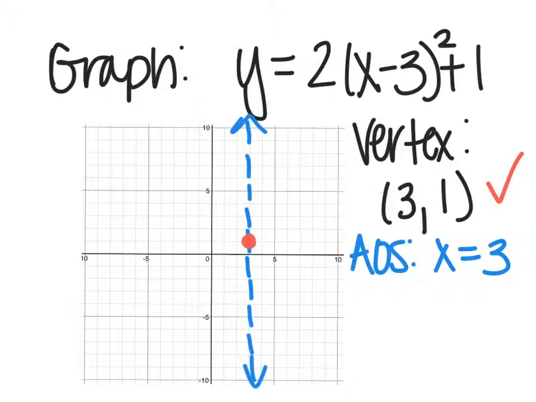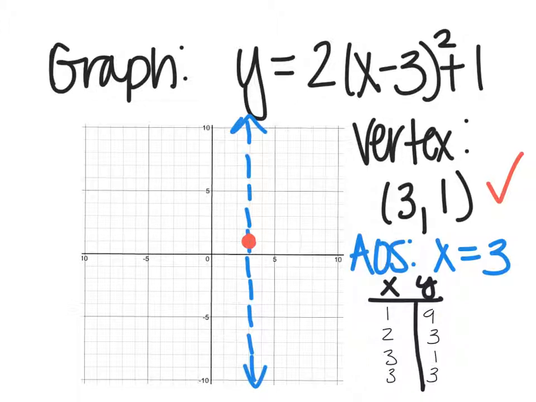To find other points on our graph, we're going to want to look at our table. So just to help you guys out, there's a couple values I'm going to go ahead and put in here. So one of our values that's going to be in our table is the ordered pair (1, 9). There's going to be the ordered pair (2, 3). We already have our vertex of (3, 1), and then there will be (4, 3), and lastly, there will be (5, 9).